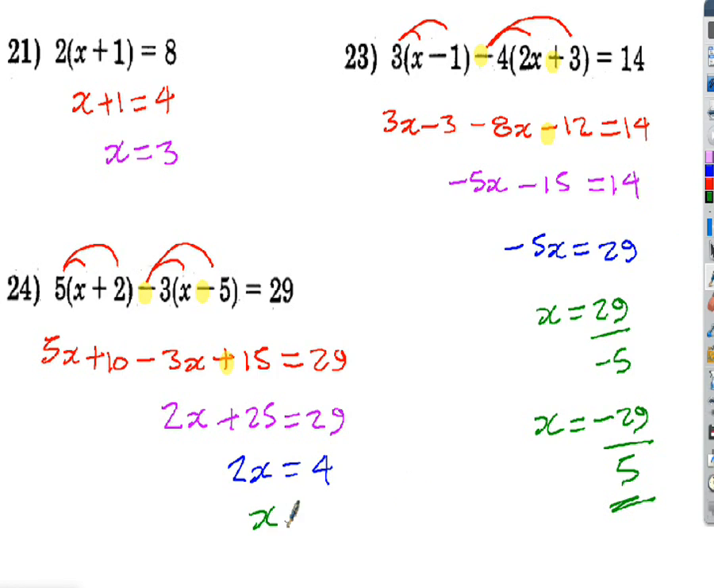Dividing both sides by 2 now to find the value of x. X in this case is 2. And again, you can check that by putting the value of x back into the equation given.